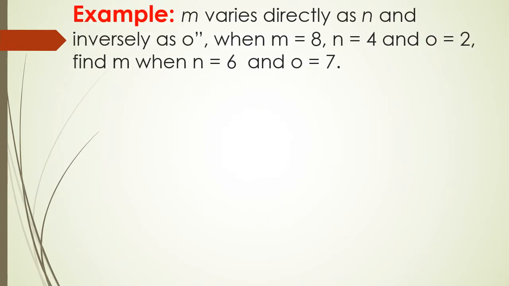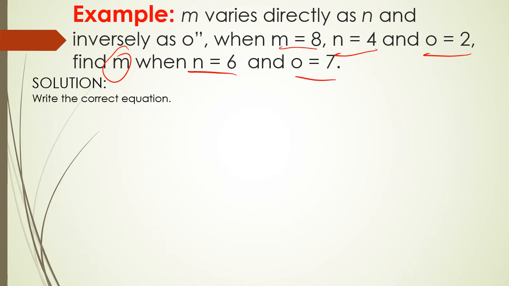So for the first example natin, na may variable M varies directly as N and inversely as O. When M is equal to 8, N is equal to 4, O is equal to 2. Find M when N is equal to 6 and O is equal to 7. So lagi kong binabanggit na pinakauna natin is lagyan nyo muna ng palatandaan ano yung mga hinahanap. So first step, ganun pa rin. Write the correct equation. So ano kaya yung correct equation nito?